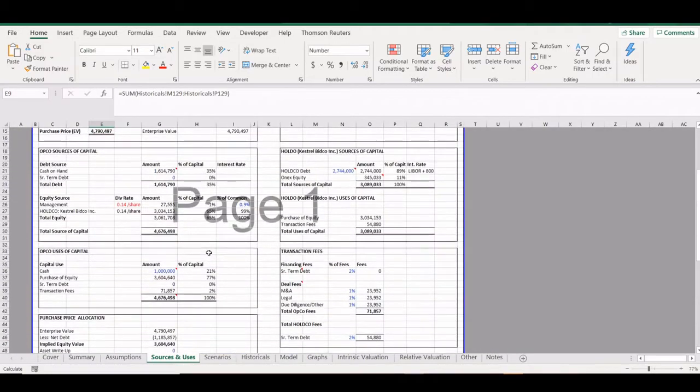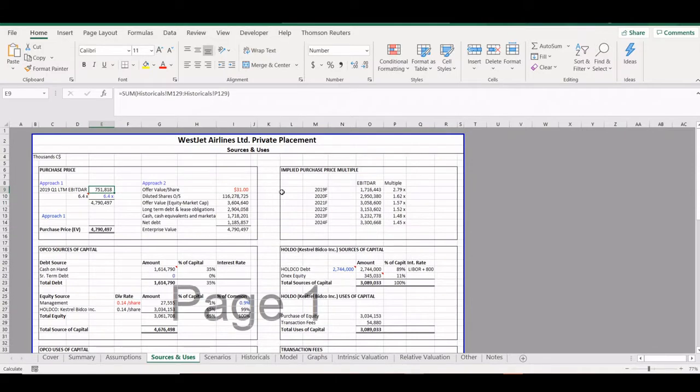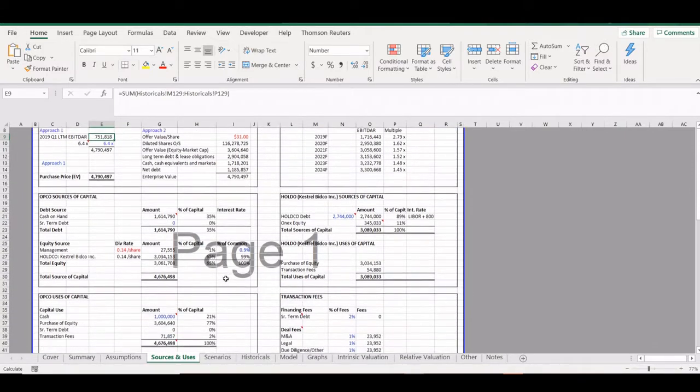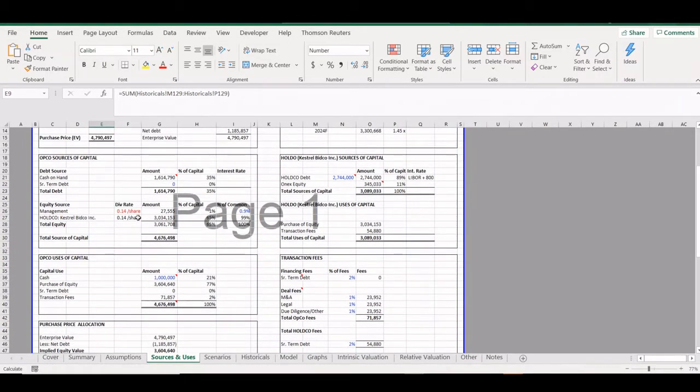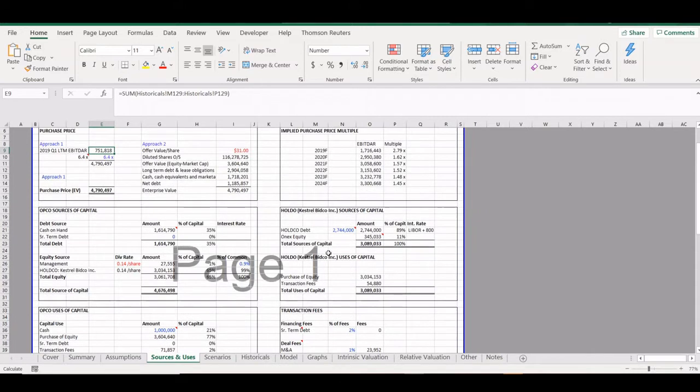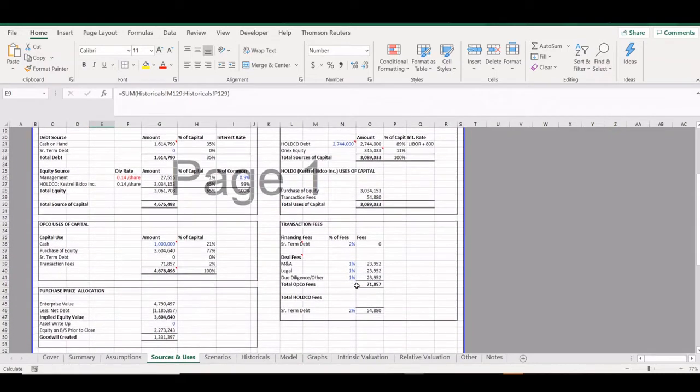Sources and uses includes all the details for building the transaction. It includes a purchase price allocation and goodwill calculation, sources and uses of funds at the operating company as well as holding company level, the amount of leverage used as well as the amount of investors' equity at the operating company and holding company level.